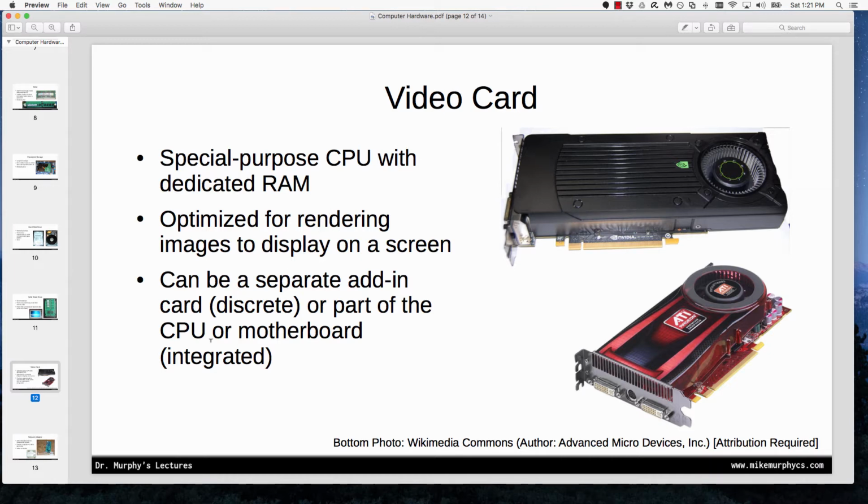Okay, so this can be integrated into the motherboard, or it can be discrete in that it's its own little card here that plugs into an interface on the motherboard.